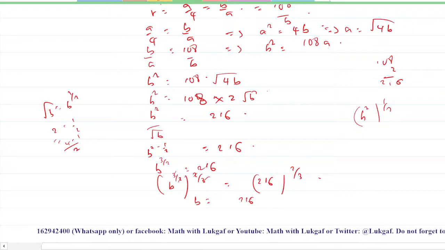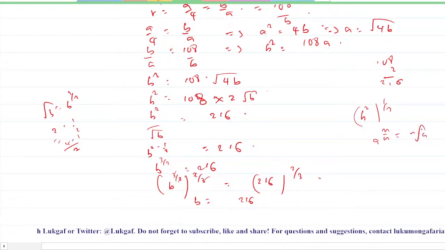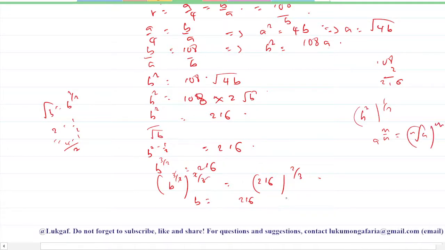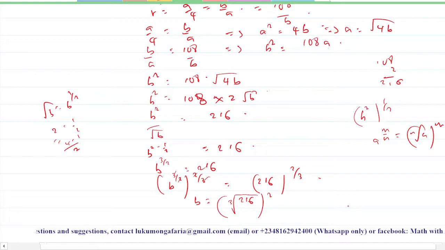Then I have 216, everything raised to power 2 over 3. And don't forget, from your laws of indices, a raised to power m over n is the same thing as the nth root of a, everything raised to power m. So it implies that this will give me the cube root of 216, everything raised to power 2. I hope you understand now.